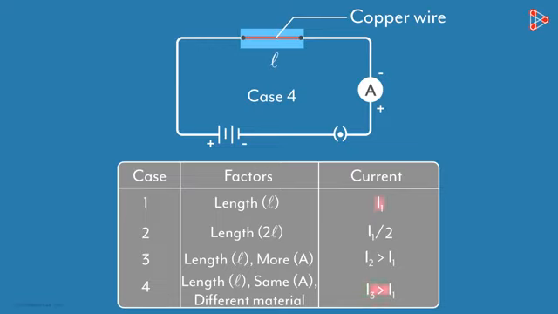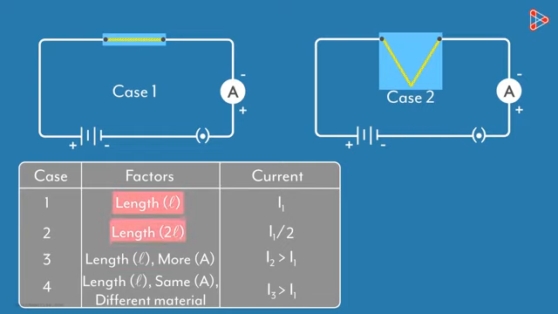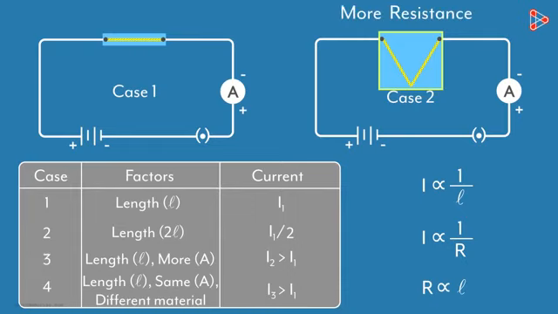Now let's understand the results case by case. We see that as the length of the wire increases, the current reduces by the same factor. It implies that the current is inversely proportional to the length of the wire. And by Ohm's law, we know that the current is inversely proportional to the resistance of the conductor. So these two together imply that the resistance R is directly proportional to the length of the wire. The more the length of the wire, the more will be the resistance.